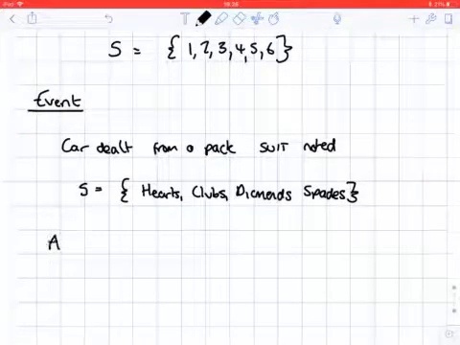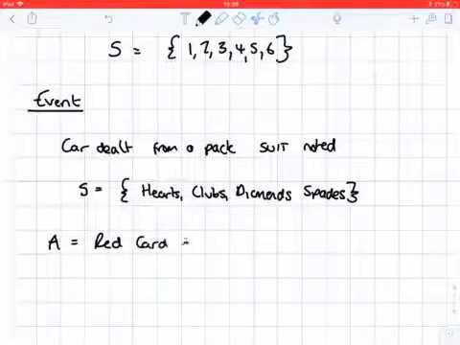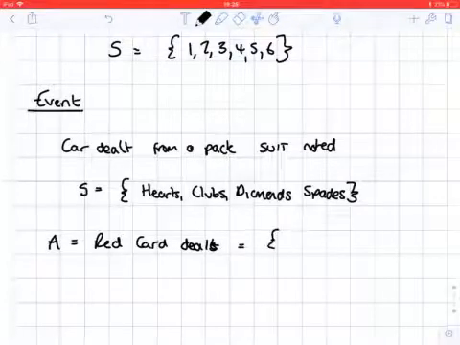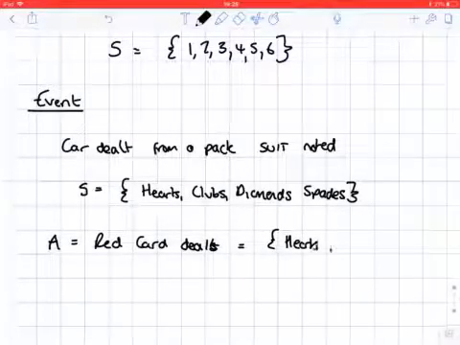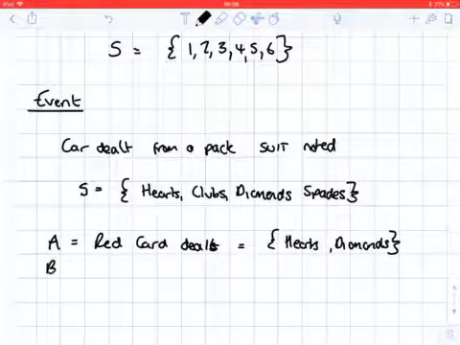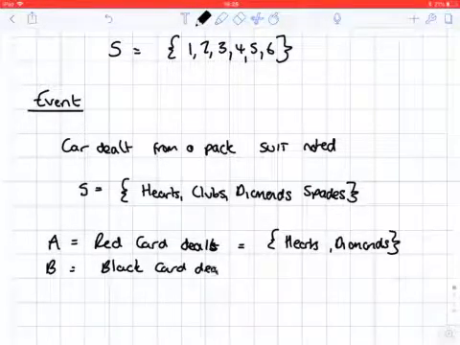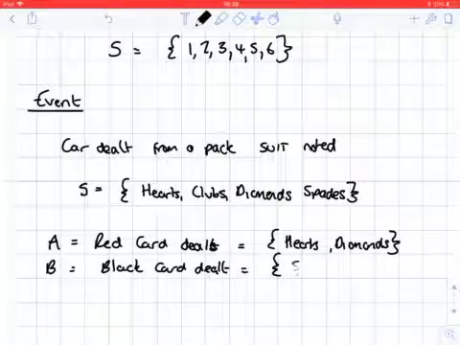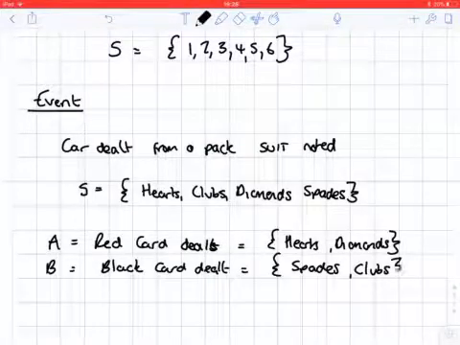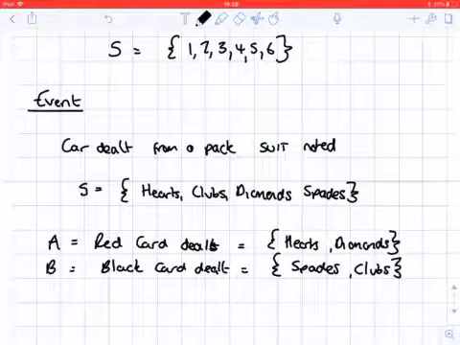Now if I wanted to set up an event, now we usually put these in alphabetic order. If I said event A was a red card dealt, then my sample space for A would be hearts or diamonds. Then if I then said that B was black card was dealt, then my sample space would be spades or clubs, and they are subsets of my true sample space. So that covers all the basic principles that you'd need to know for probability.